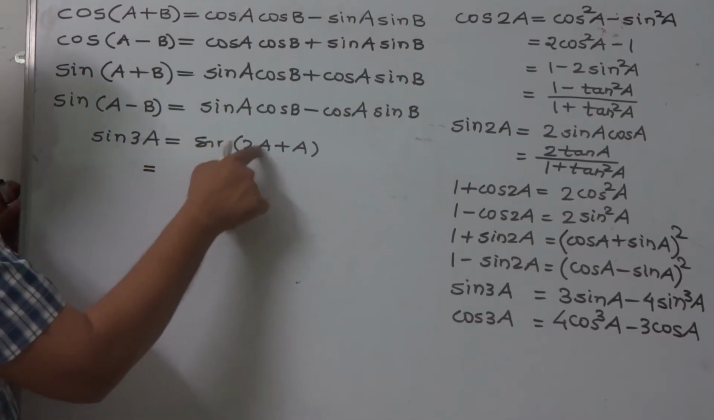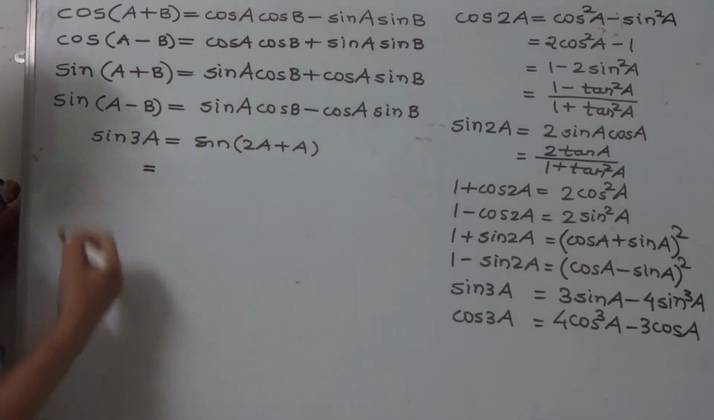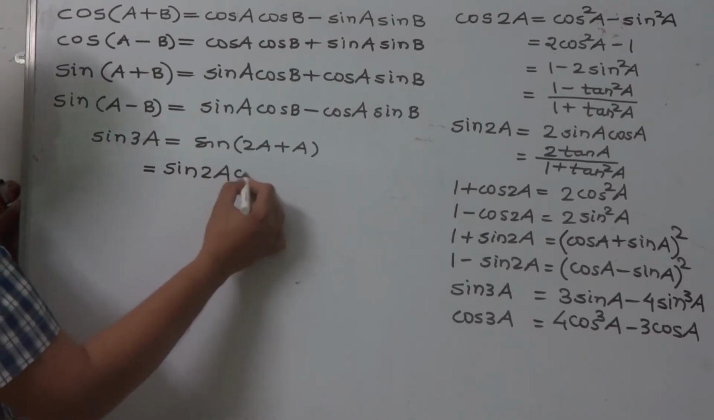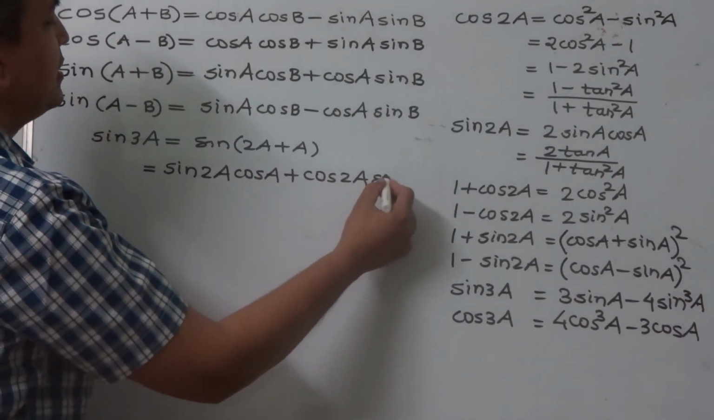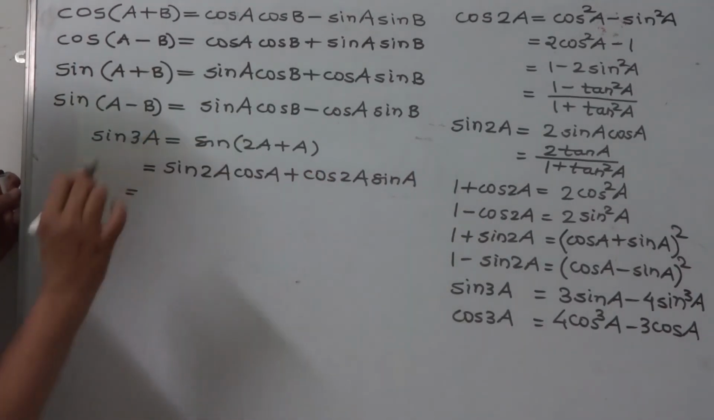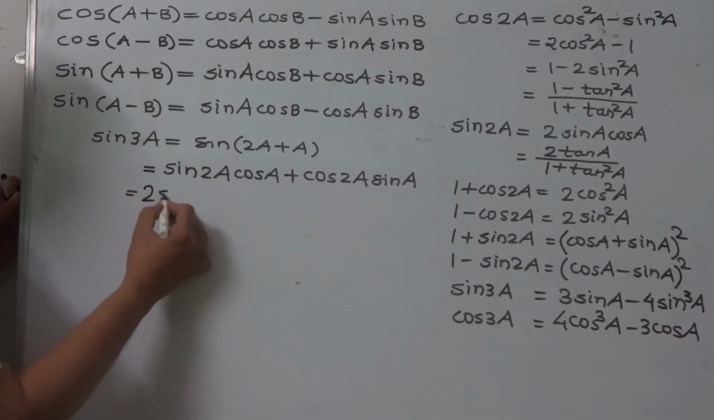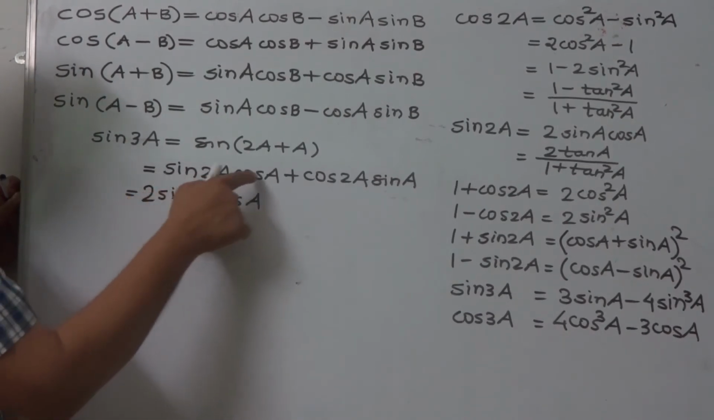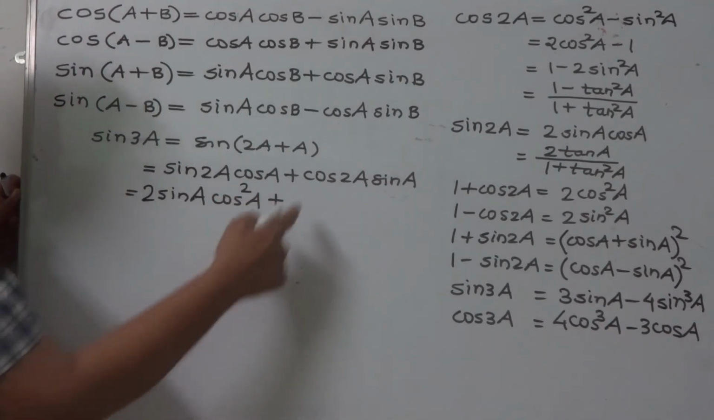This is sin of a plus b. Sin of a plus b is sin a cos b plus cos a sin b. So I can write this as sin 2a cos a plus cos 2a sin a. In the answer I want all terms of sin only, and I don't want 2a over there. So sin 2a can be written as 2 times sin a cos a into cos a. So I can write cos square a and plus cos 2a.